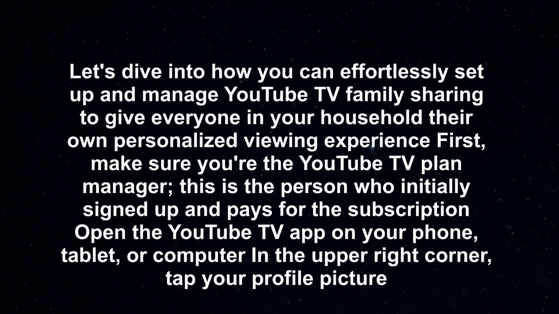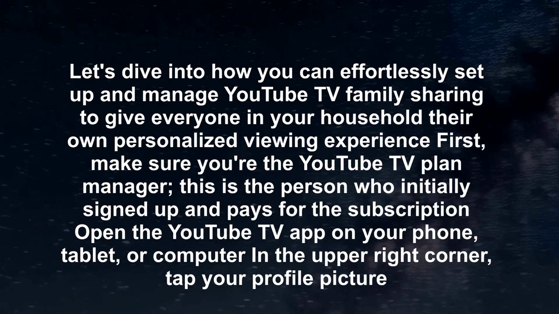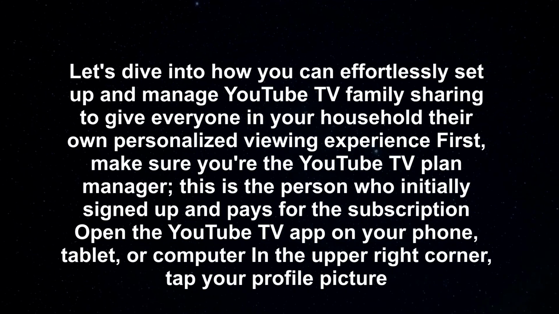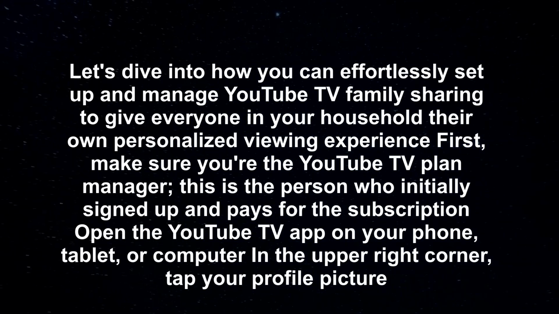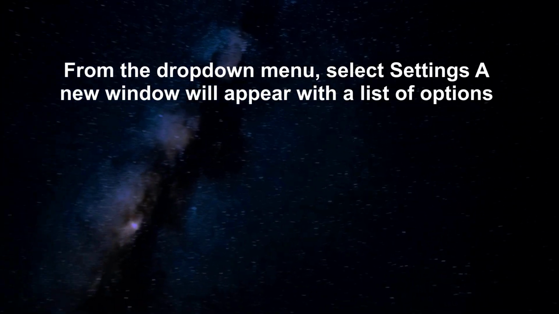First, make sure you're the YouTube TV plan manager. This is the person who initially signed up and pays for the subscription. Open the YouTube TV app on your phone, tablet, or computer. In the upper right corner, tap your profile picture. From the drop-down menu, select Settings.